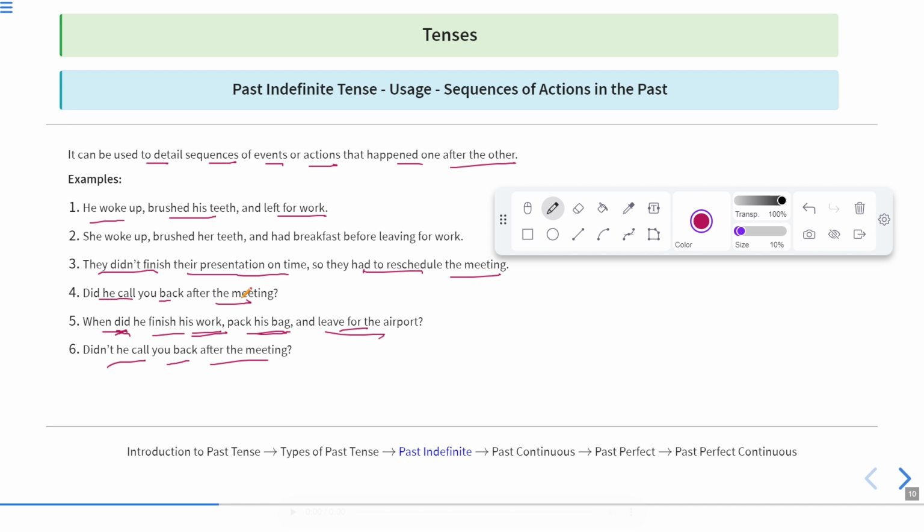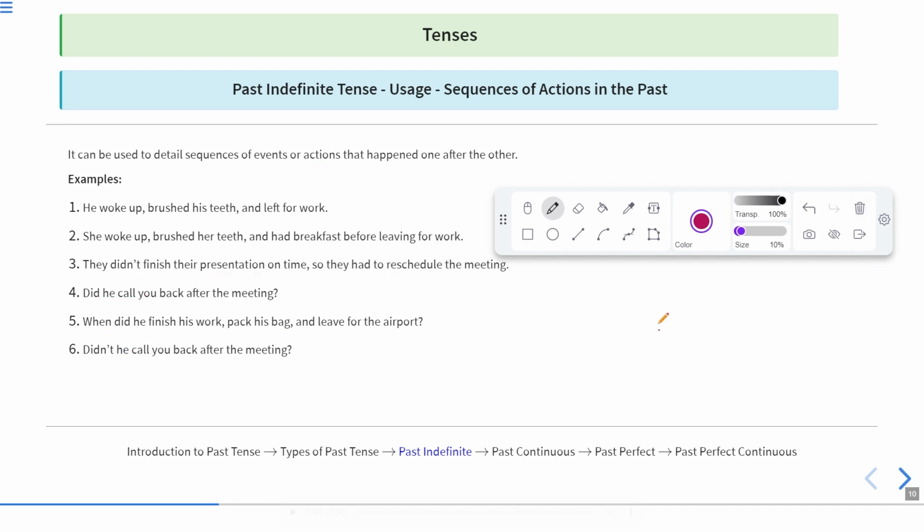Okay. Now here in the fourth sentence, it is written, did he call you back? This is just the question. And here in the sixth, it is the confirmation. Didn't he call you back after the meeting? Okay. So all these are the sentences which are showing the sequence of actions in the past. If we want to show various sequences of actions in the past, there we can write all the sequences of actions in the past indefinite tense only.